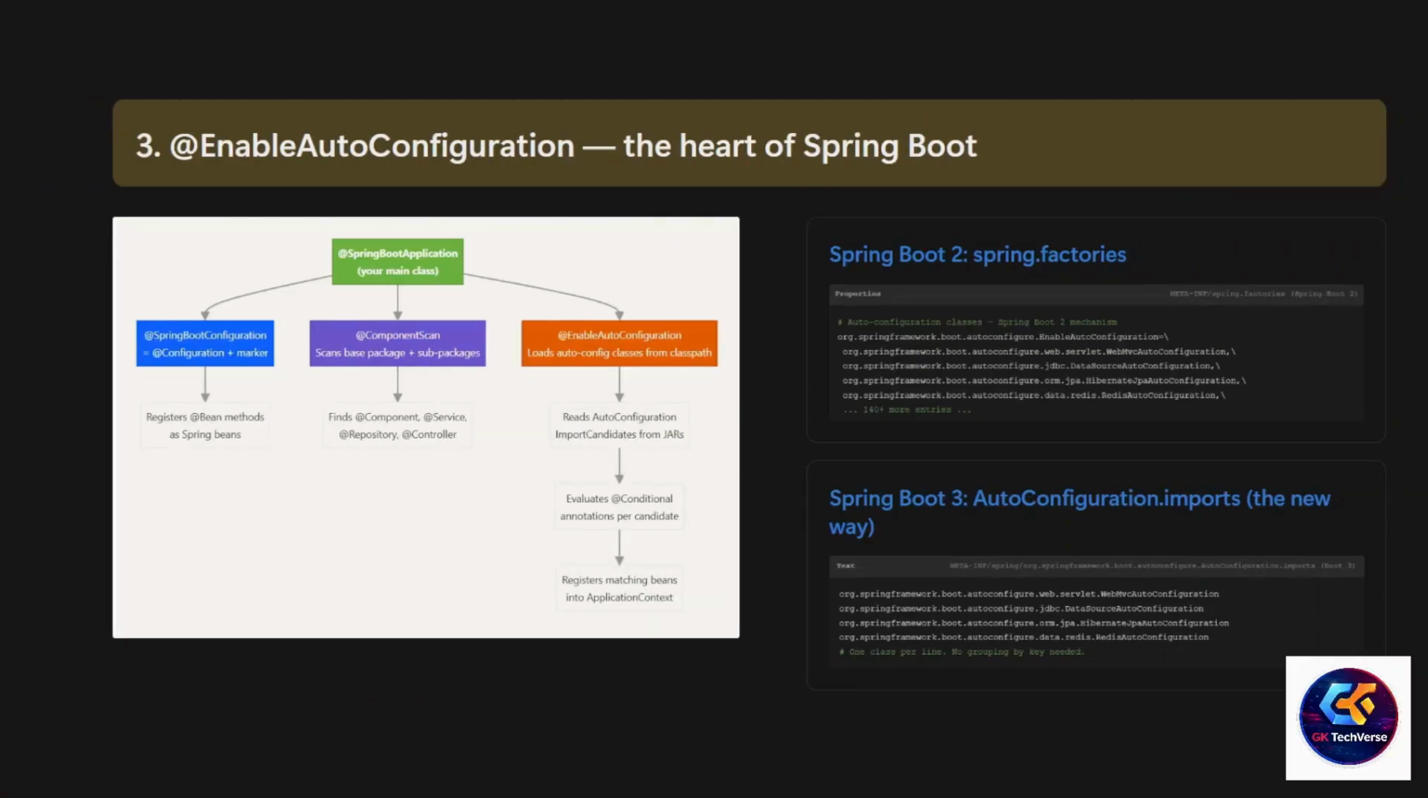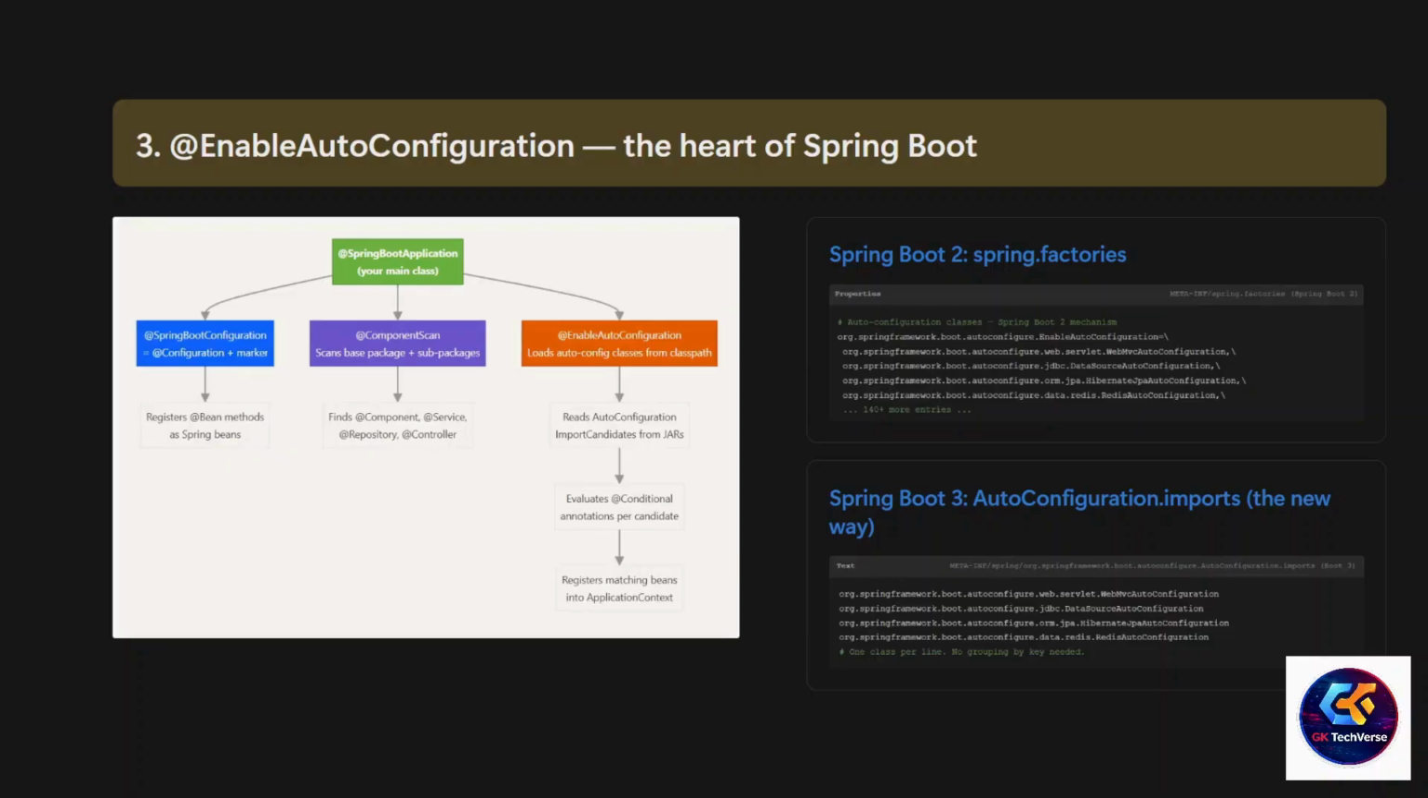Now the third annotation is @EnableAutoConfiguration. This is the heart of Spring Boot. This is the one that makes Spring Boot Spring Boot. @EnableAutoConfiguration tells Spring to scan the class path for well-known libraries and automatically configure beans for them.